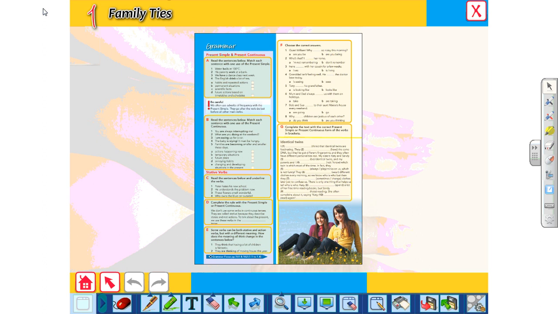Today I will explain to you the tenses of the grammar of Unit 1. I know that you have studied this before, the present simple and the present continuous, but it will be like a revision and I wanna check if you still remember. Let's start with the first exercise to know if you remember the usages of these tenses or not.